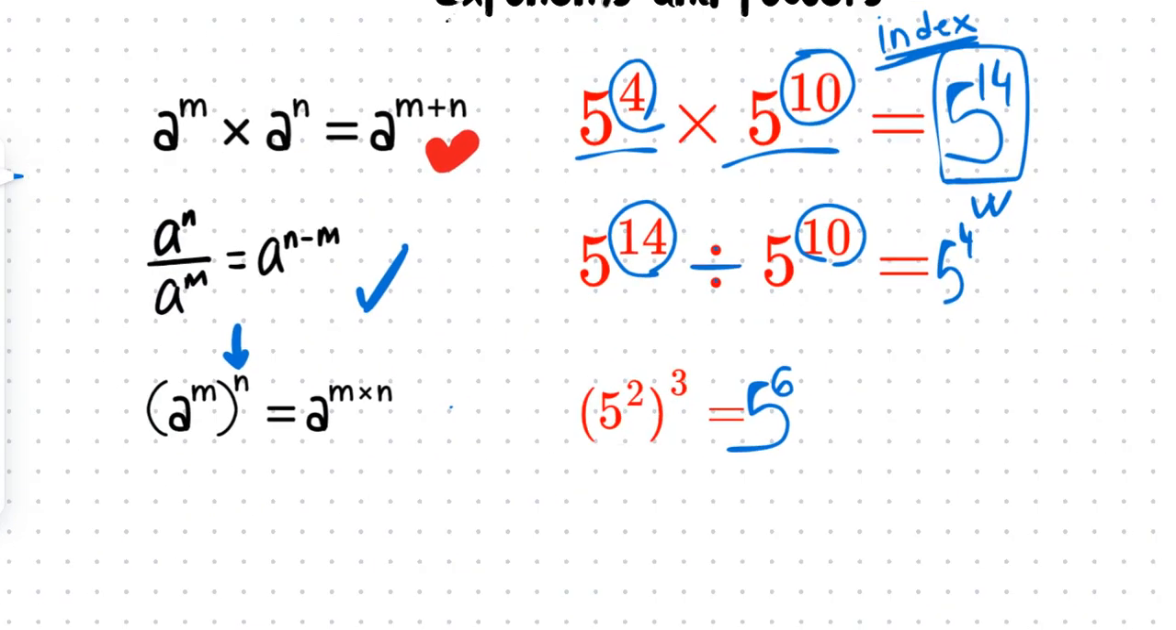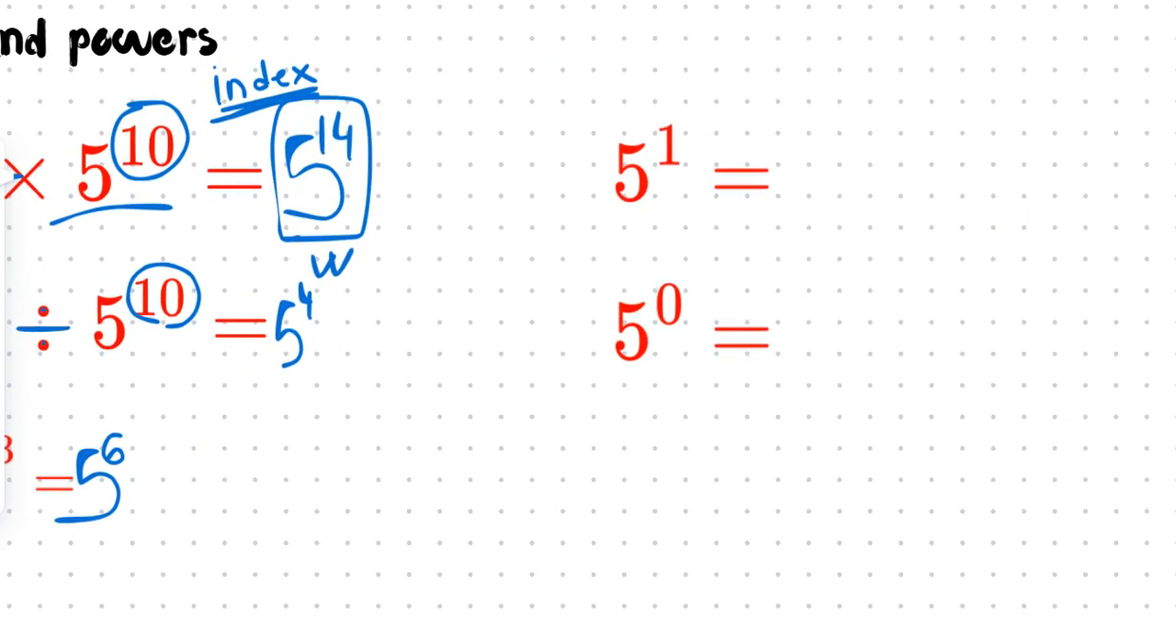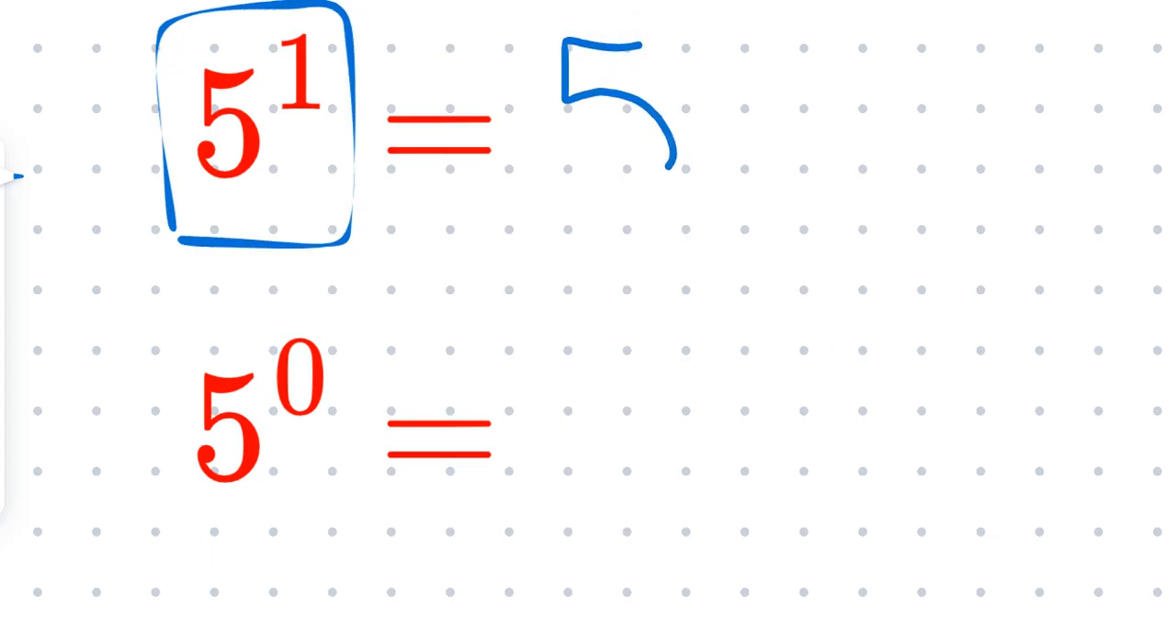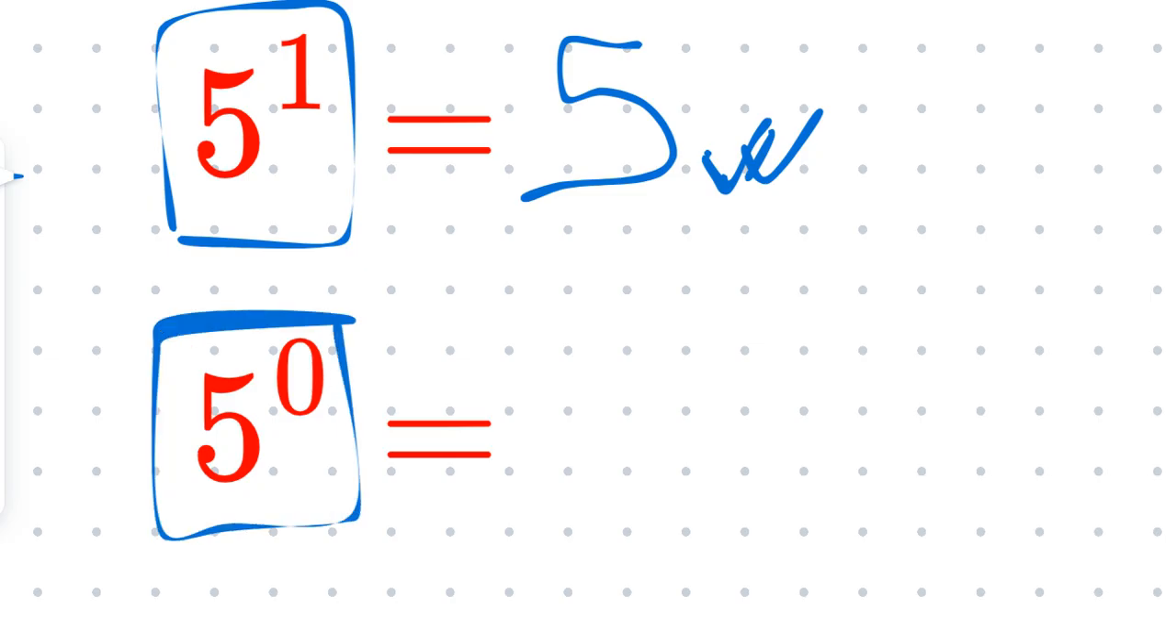All right, now that we revised this, I just wanted to remind you two very important things. If we raise a number to the power of 1, then the final answer will always be the number itself. So when it's, for example, 5 to the power of 1, it will be 5 only, and that's it. Or if we have 5 to the power of 0, the answer will always be 1.